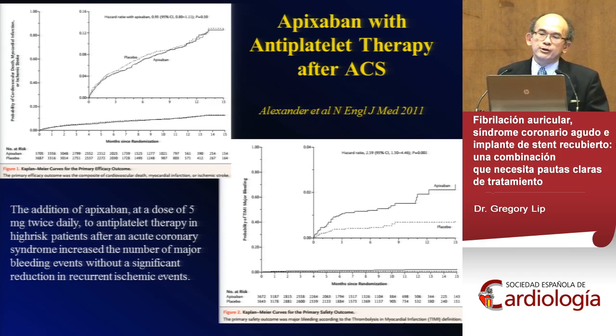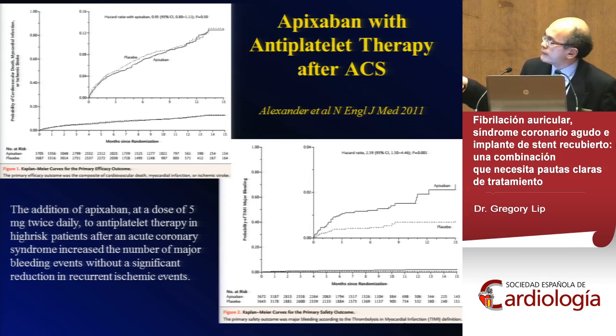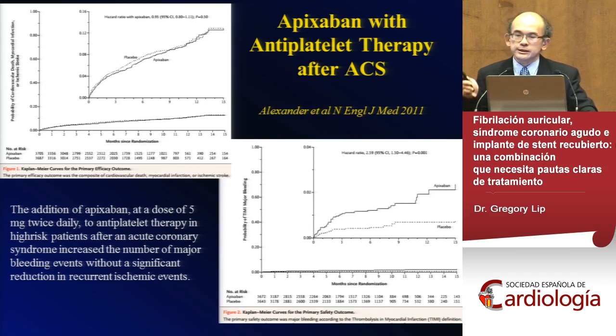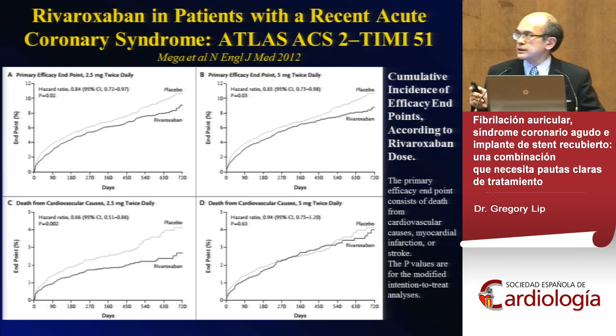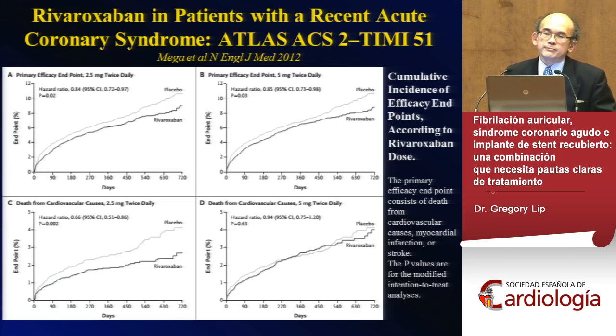Now, the APPRAISE-2 trial has been discussed in a previous presentation, but this is to point out that apixaban at the AF stroke prevention dose was used in the APPRAISE-2 trial. And this trial was stopped early because there was no evidence of efficacy, but certainly an increase in serious bleeding in these patients in the APPRAISE-2 trial. The ATLAS-2 trial has also been discussed. This was rivaroxaban, but this is not rivaroxaban at the AF stroke prevention dose. This was mini-dose rivaroxaban in a BID regime.